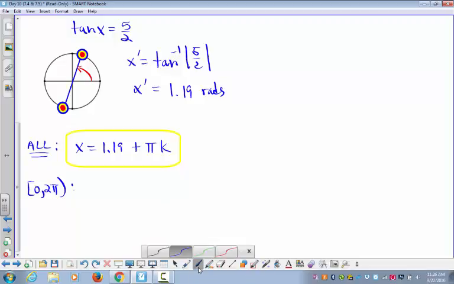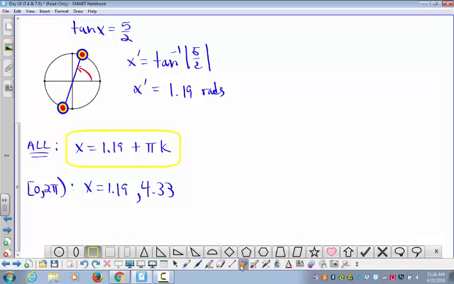Now, when we look at our picture, it tells us how many solutions should we have if we're going 0 to 2 pi. Yeah, just 2. So here we have to add pi to it. We let k be 1, and we'll get the next one. So we have a 3.14. So we're going to have 4.33. That will be our next one. And if we added pi again, then we'd be beyond 2 pi. So if they say 0 to 2 pi, we'll get just those two answers. Okay. And on the test, I'll ask you both. So I think it's always easiest to get all first, and then you can start plugging in k's as you need.